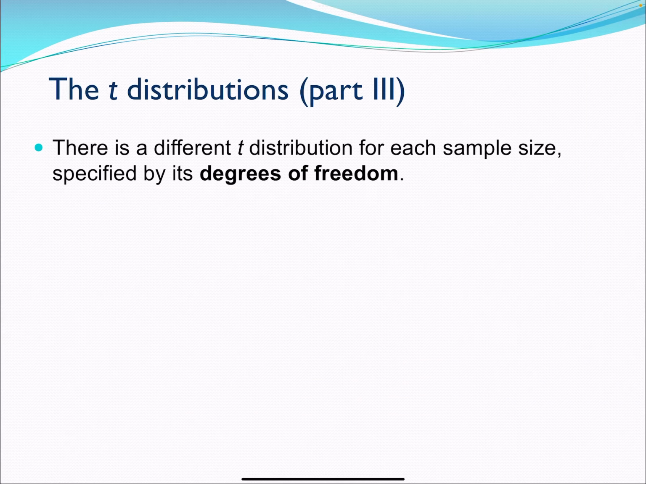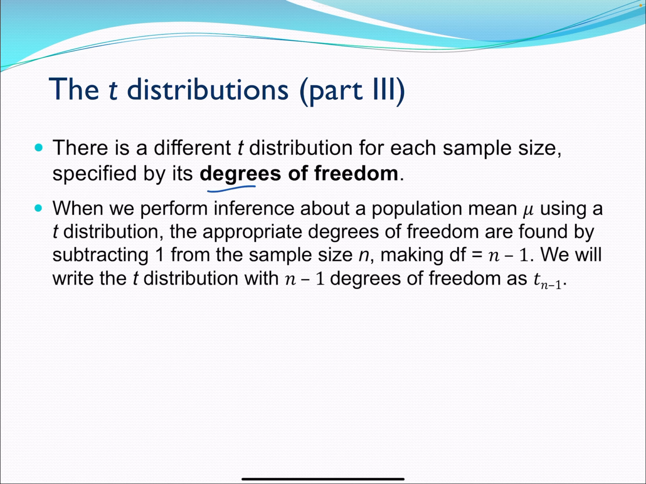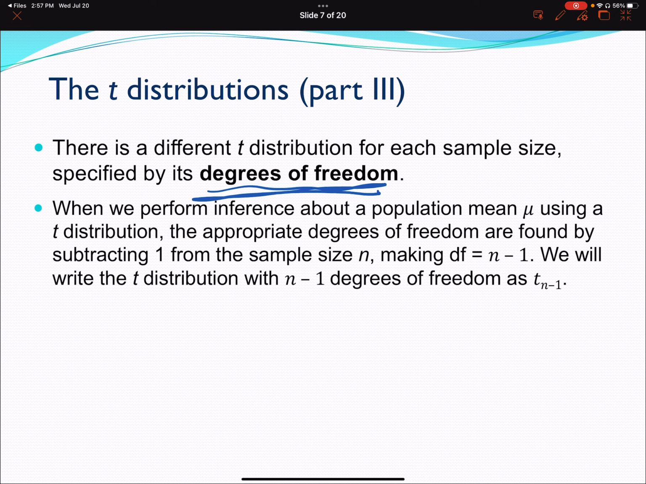There is a different t-distribution for each sample size, specified by its degrees of freedom. As our degrees of freedom get bigger and bigger, it approaches the normal curve, which is exciting. So when we perform inference about a population mean using a t-distribution, the appropriate degrees of freedom are found by taking one from our sample size, right? And we will write our t-distribution with n-1 degrees of freedom.